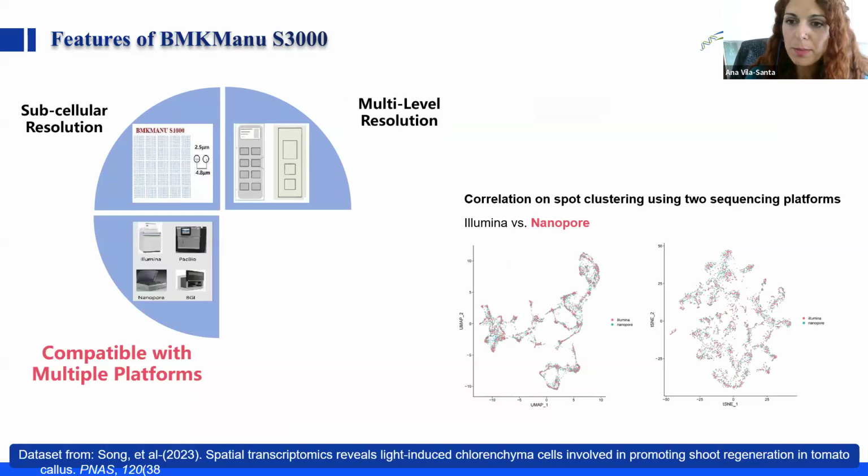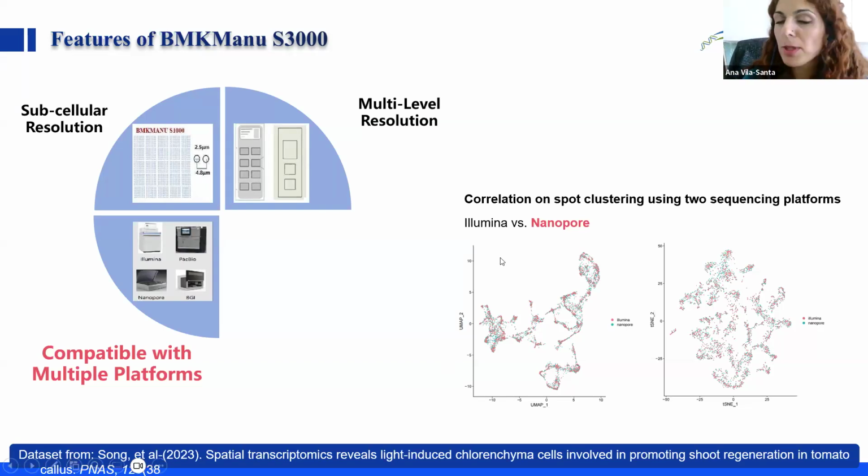This BMK chip also has the advantage that it's compatible with multiple sequencing platforms. Although our experiments are customarily performed in Illumina, which means we use short reads, it is also possible to carry out these experiments in nanopore. This is because after we perform the mRNA capture and cDNA synthesis, we get a complete cDNA molecule, so the full-length transcript. So then we can choose to, instead of using Illumina, prepare a nanopore library and then sequence it in nanopore.